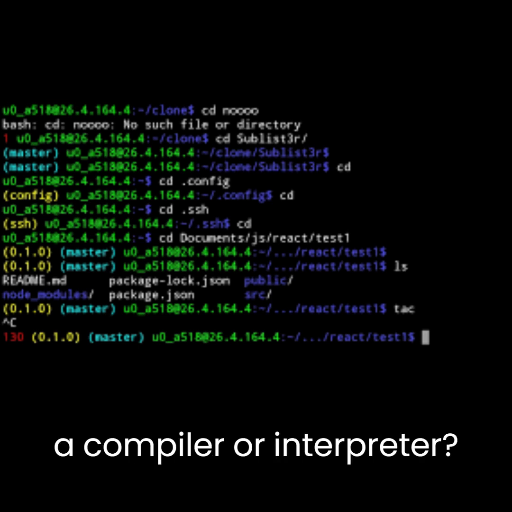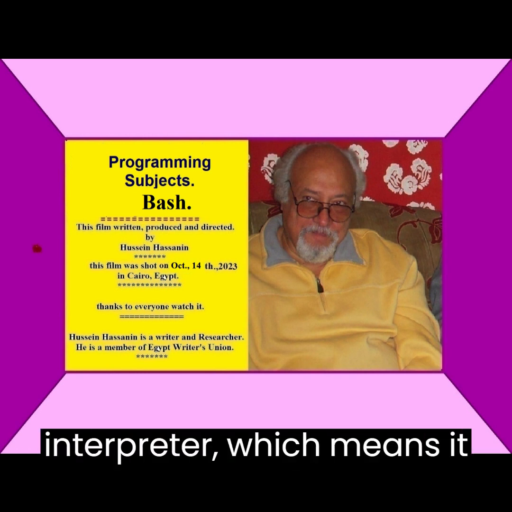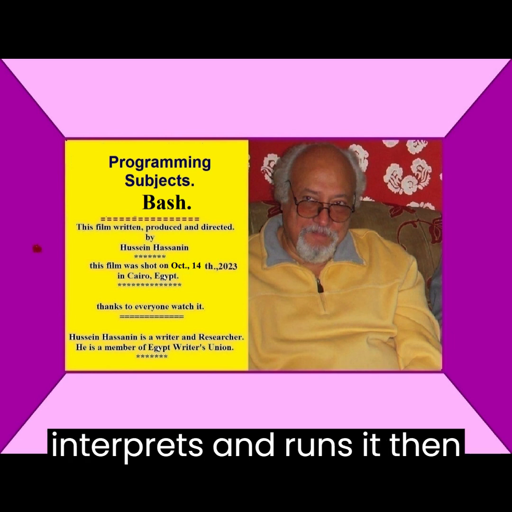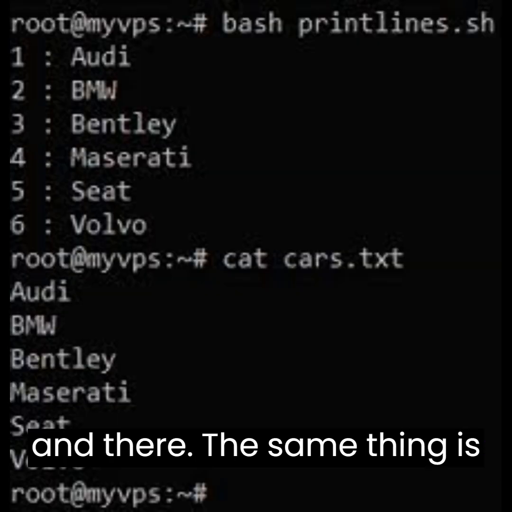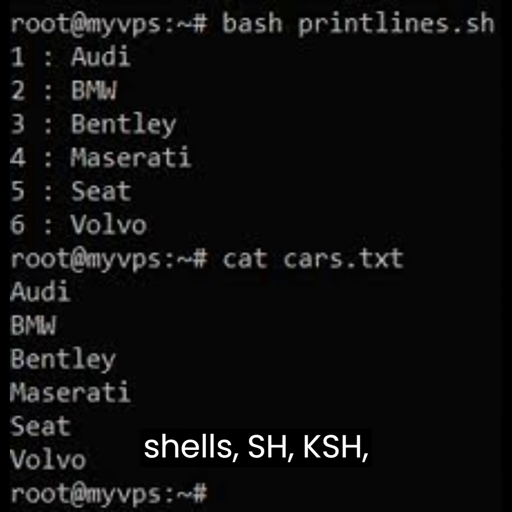9. Is Bash a compiler or interpreter? Bash is a single-pass interpreter, which means it reads one command at a time, interprets, and runs it then and there. The same thing is true with other types of shells: SH, KSH, ZSH, CSH, etc.